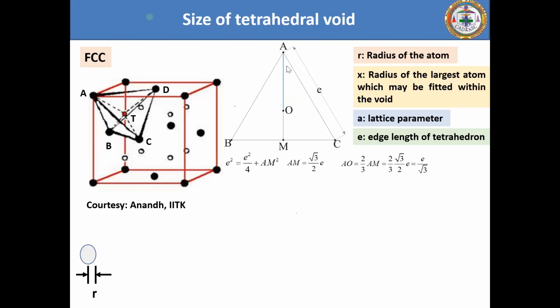2 by 3 of AM, because AO is 2 by 3 of the total length AM. So AO is nothing but 2 by 3 of root 3 by 2 E. Substitute the formula, so it will be E by root 3, isn't it? After that, you have to find out the other position.